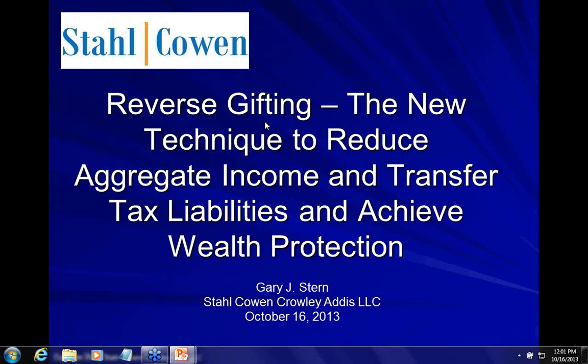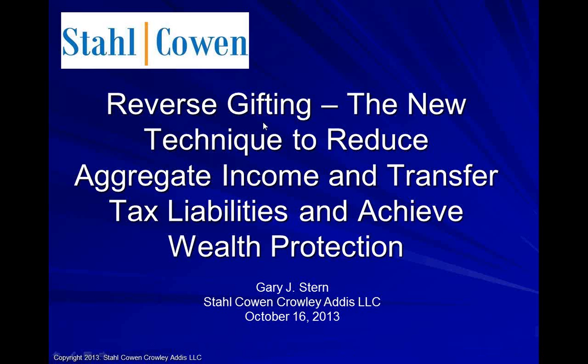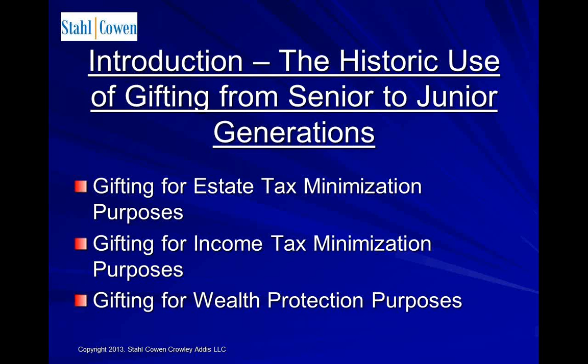So for reverse gifting, to really understand the concept of it, one needs to go back and understand gifting as it's been used on a historic basis. When we talk about gifting, we're talking about transferring assets typically from the senior generation, be it a grandparent, be it a parent, to a junior generation: children, grandchildren, nieces, nephews. The goal of gifting really derives initially from a desire to transfer assets to another beneficiary. But really there have been three common purposes that have historically driven gifting to be an estate planner's tool.